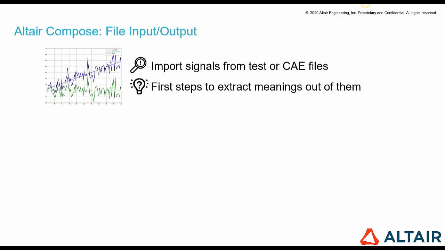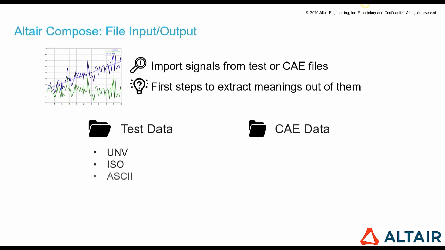Altair Compose has a wide range of supported input and output file formats. This ability covers not only the most popular test data formats, but also CAE files. Different test data formats may be easily imported, such as UNV, ISO, ASCII, CSV, text, and others. Also, binary file formats like DAC are accessible.